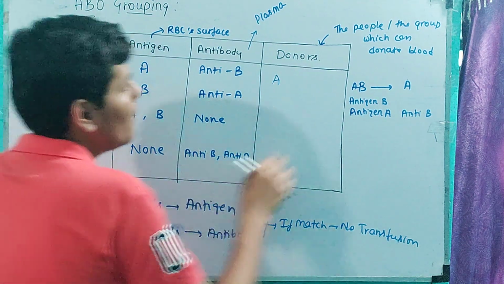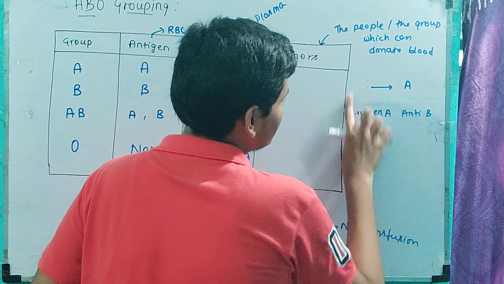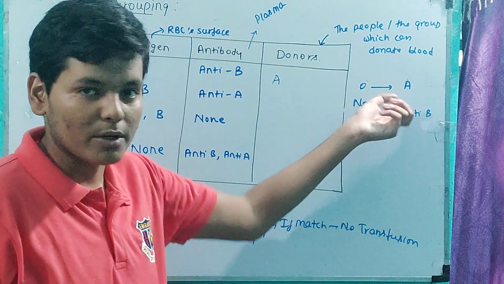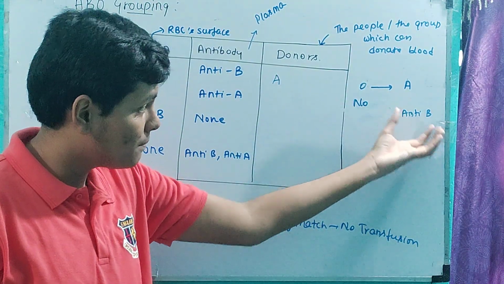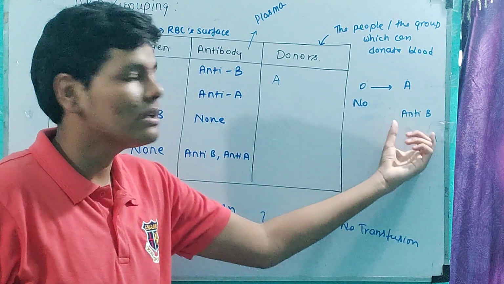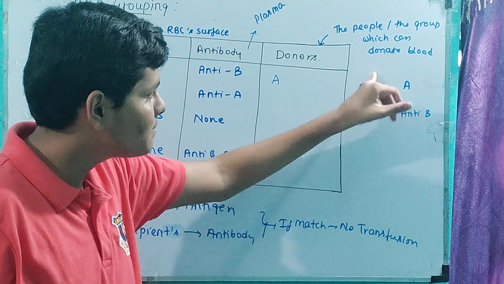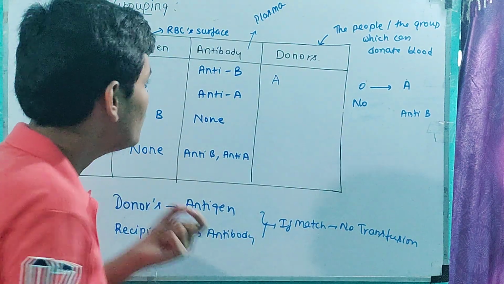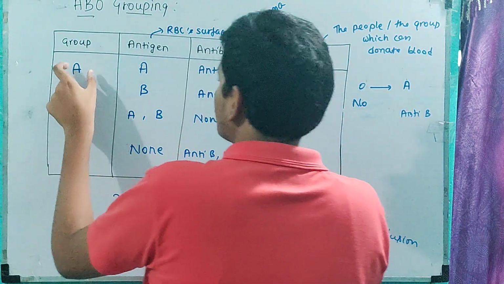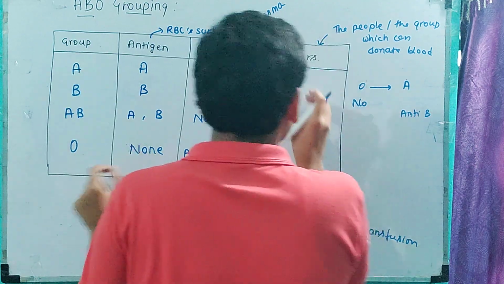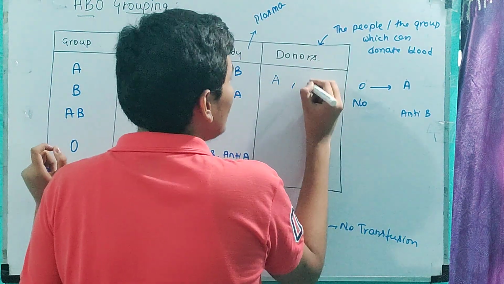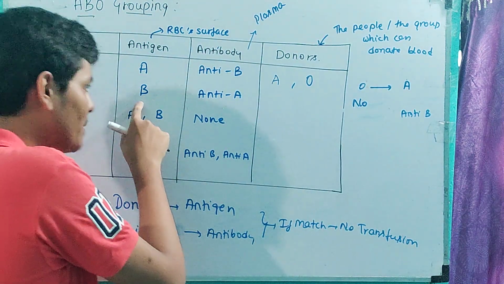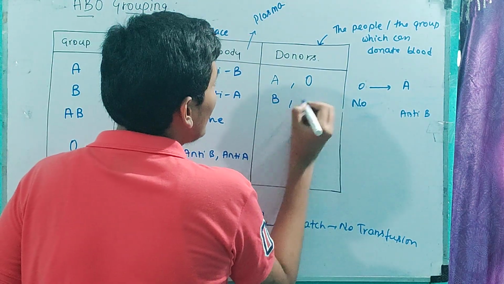Now blood group O. Blood group O does not have any antigen. So if there is no antigen in blood group O, the individual who is A has only anti-B antibodies, and this blood group O does not have any antigen. So it can be easily transfused. So an individual having blood group A can receive blood from both A and O persons. Similarly, a person having blood group B can receive blood from B and O.